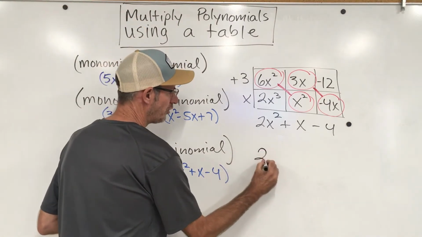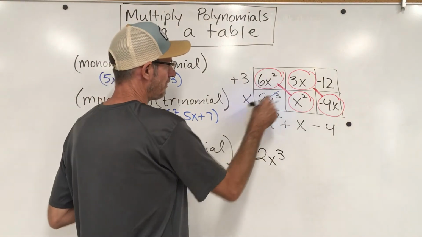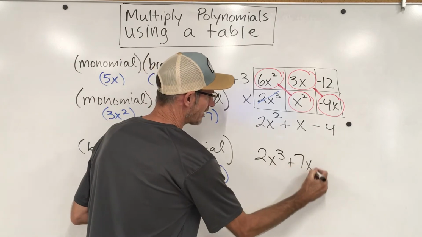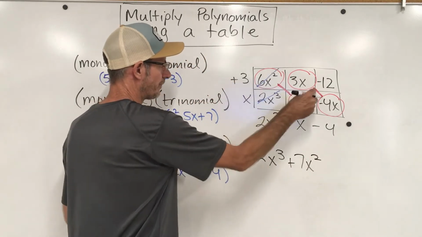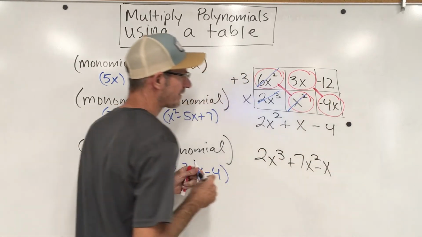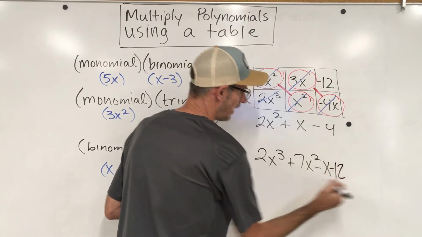So we have 2x to the third. That's the first term. When we put these two together, we get plus 7x squared. When we put these two together, we get minus x. And finally, minus 12.